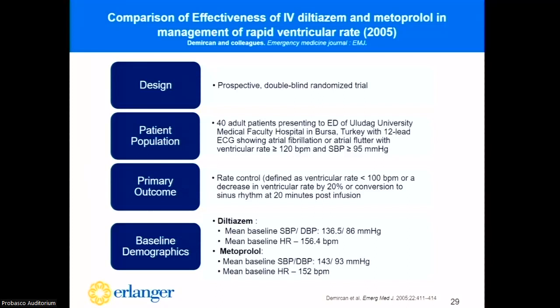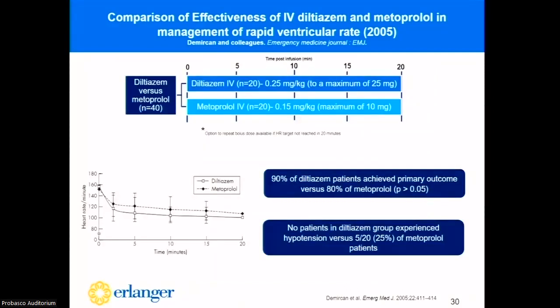Their primary outcome was looking at heart rate control, specifically targeting less than 100 beats per minute, or a decrease in ventricular rate of 20%. And they were looking at 20 minutes post-infusion, so a much shorter interval for assessing their heart rate control. These patients also had not terribly dissimilar mean baseline blood pressure, with metoprolol having slightly higher blood pressure, but their heart rate was roughly the same and not significantly different. So again, the maximum dose allowed for diltiazem in this study was 25, maximum for metoprolol was 10.